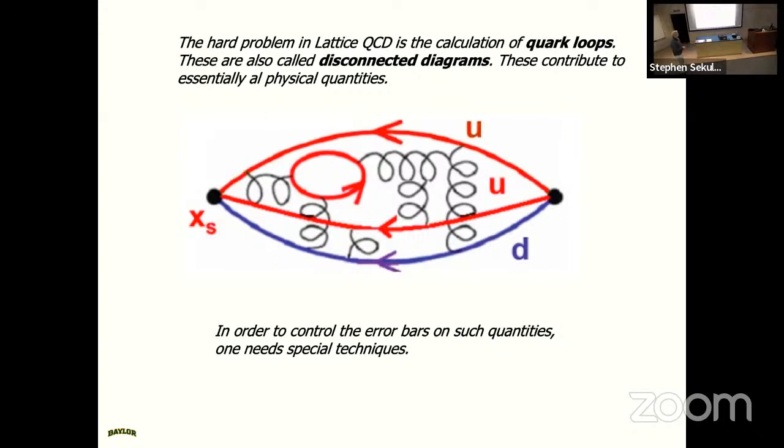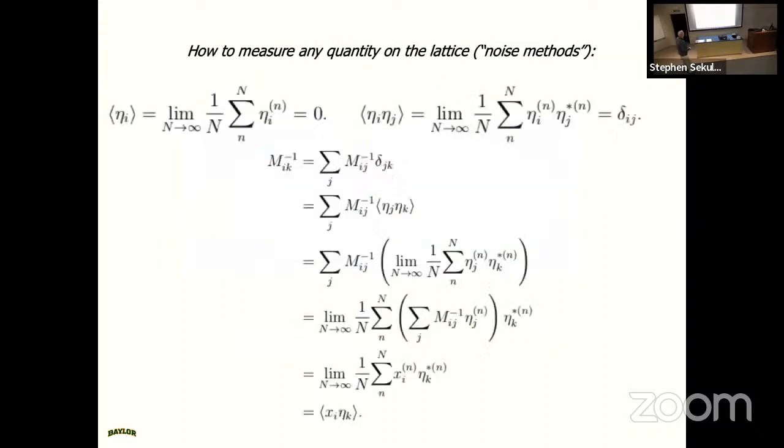But sometimes you have external currents that need to be evaluated separately, like I was showing you on those diagrams. And then you have to introduce what are called noise methods to evaluate those things, special techniques. How to measure any quantity on the lattice: noise methods. So here's a bunch of noises. The average of them is 0. You can choose your noise. Often it's Z4, so it's just 1, -1, i, and -i.